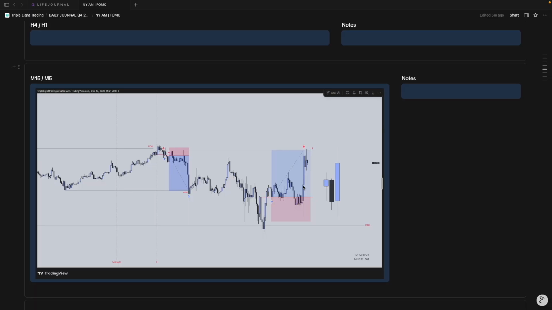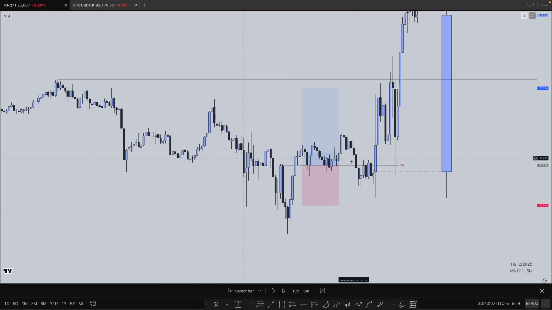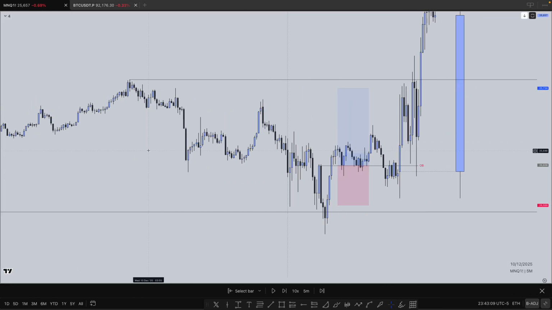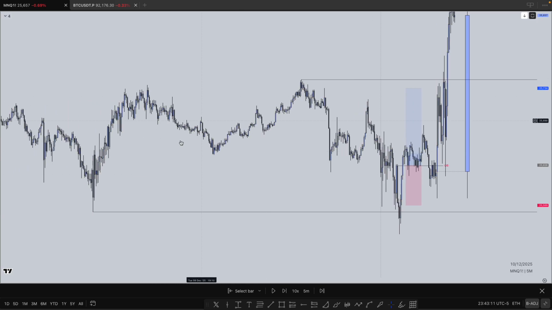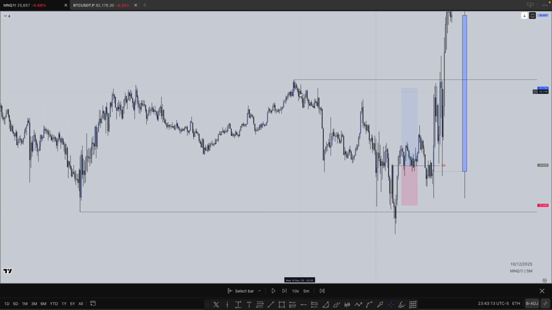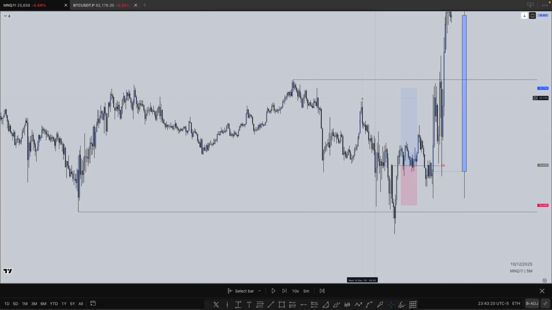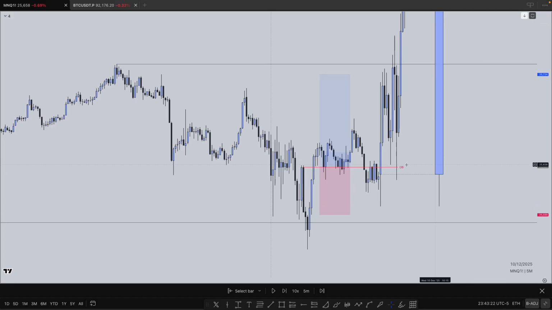So that's the trade. That was it. Yeah, epic FOMC day. It was actually really clean. I mean, we're just sitting in a range here. You took out the previous day low, reversed down to previous day high, reversed down to previous day low, and then took out the London session.